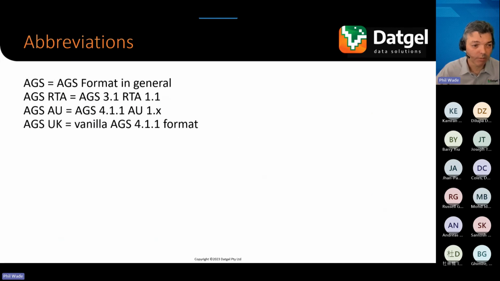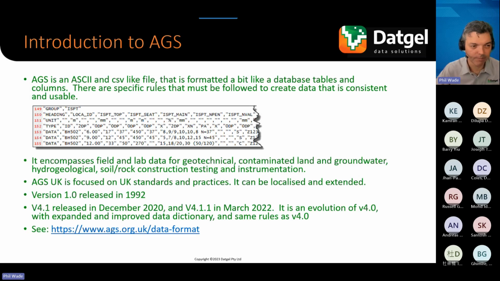So in this talk, the initial bit, I'll be talking about AGS format for the next 15 minutes. And when I do so, I will be referring to AGS format as the general one, AGS RTA when I really mean AGS 3.1 RTA, and AGS AU when I mean this full long name here, AGS UK meaning the uncustomized version from the UK, the original version.